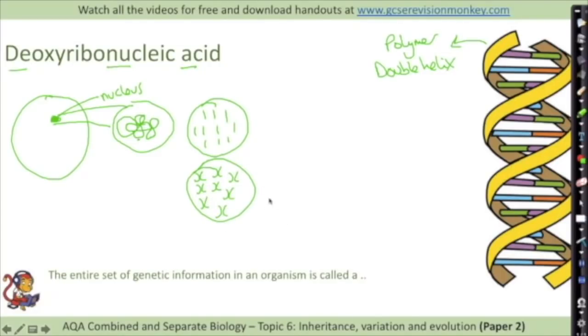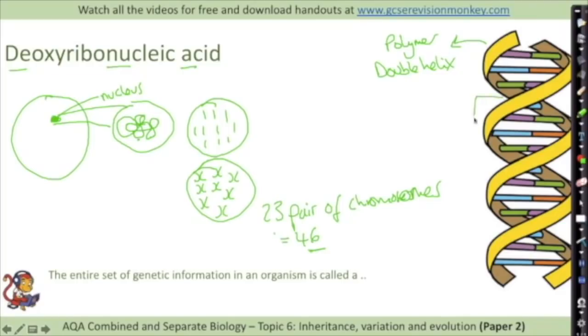Anyway, in the cell you have 23 pairs of chromosomes, so 46 in total. They're in pairs because you have one from your mother and one from your father. So you have 46 chromosomes in total.